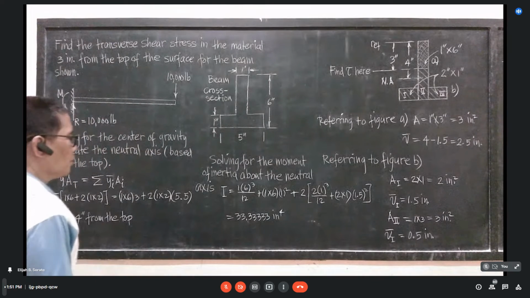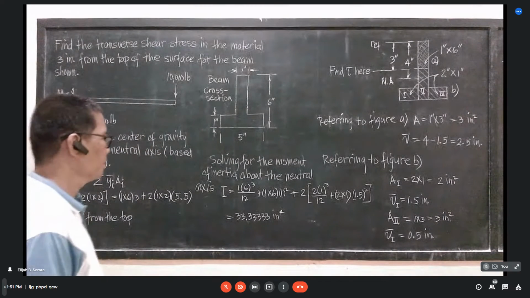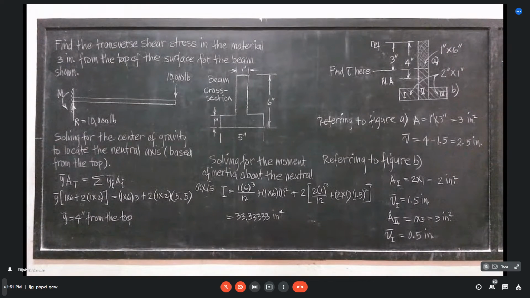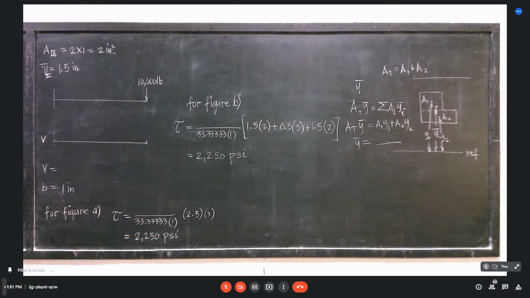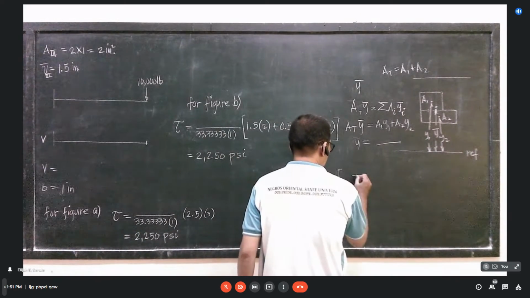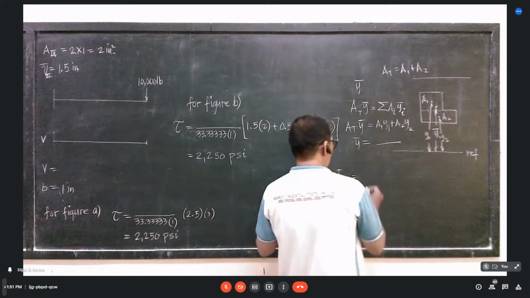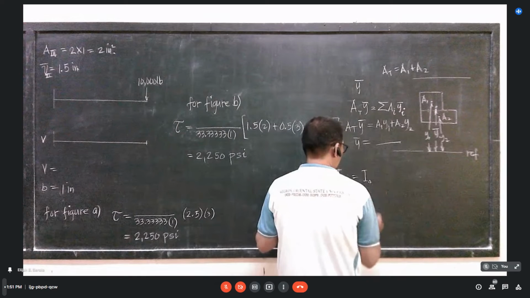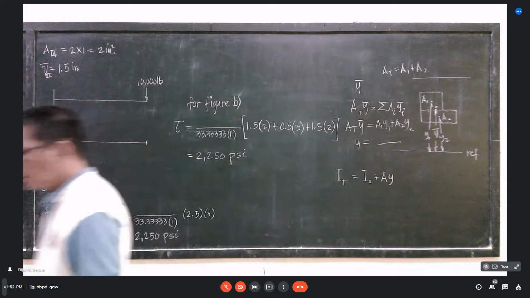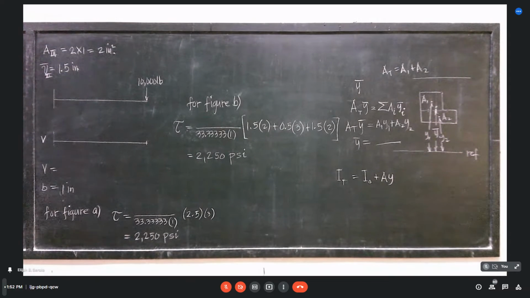Okay. So now, the moment of inertia. Total moment of inertia is equal to the moment of inertia about its centroid plus area times y bar. Can you recall? This is y bar.